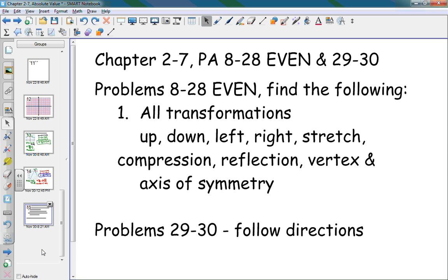Yep. Then for problems 29 and 30, I want you to follow the instructions, which is simply coming up with an equation. Monday, when we come in here, we're going to graph all of this stuff so that you guys are able to figure out how to graph it. Any questions?